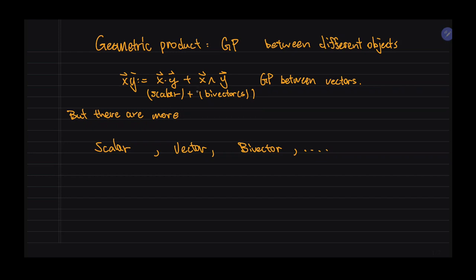And we want to make the geometric product more universal by redefining it such that we can take, for example, a bivector geometric product with a vector, or a vector geometric product with a bivector. Or we can also have a scalar geometric product with a bivector, a bivector geometric product with a scalar, or a scalar geometric product with a vector, or a vector geometric product with a scalar.